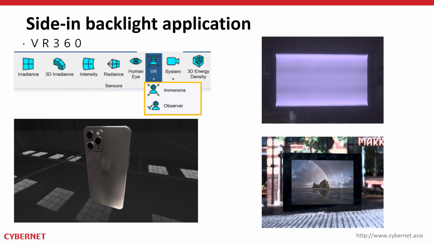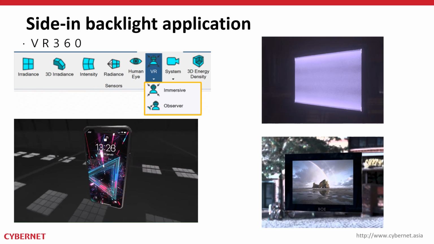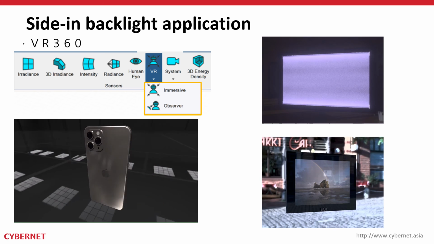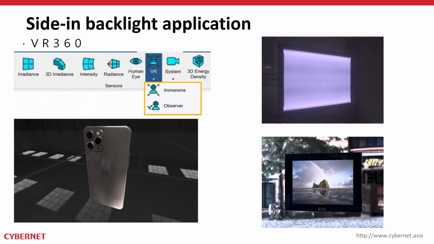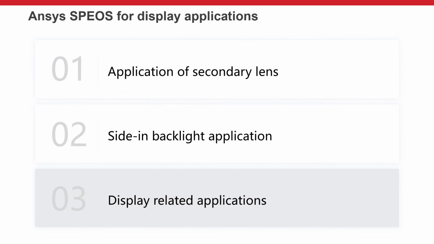In SPEOS, we have another function, which is the VR 360. This function enables a user to view the product in different angles. For the third and final display application, I will explain by using two examples, namely reflection from mobile phone and curved angle display in a vehicle.